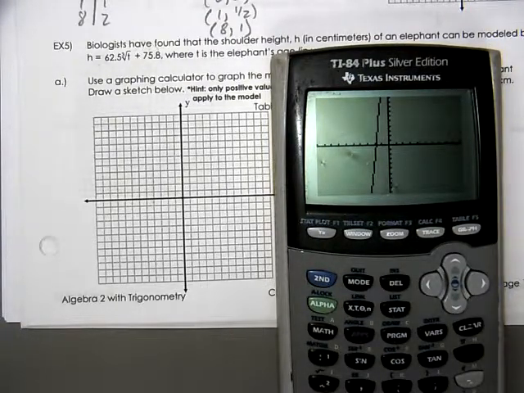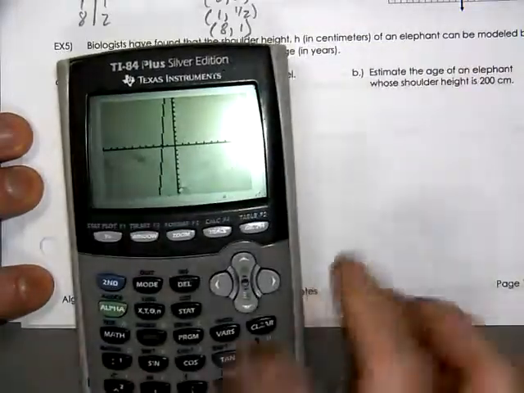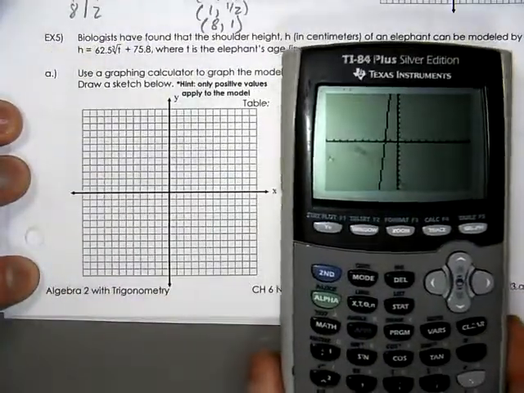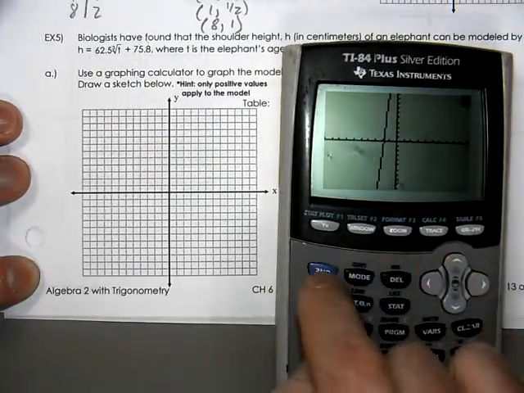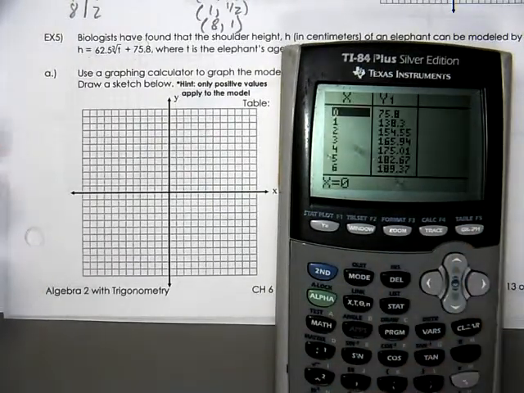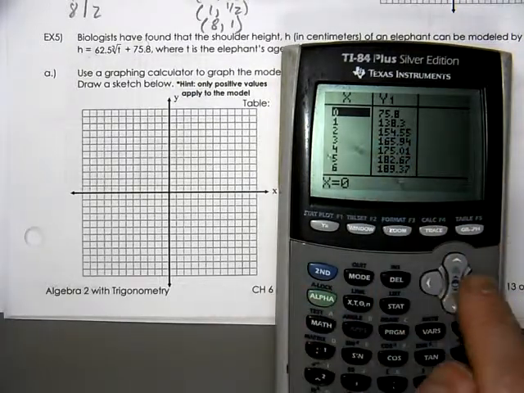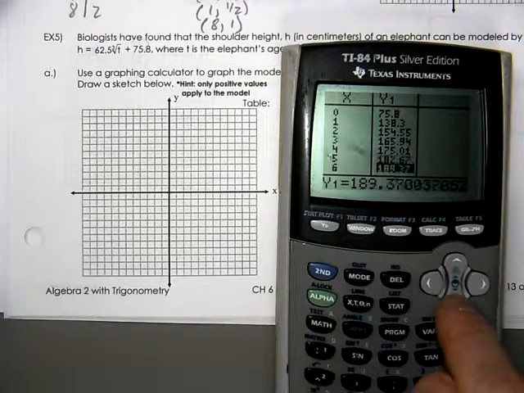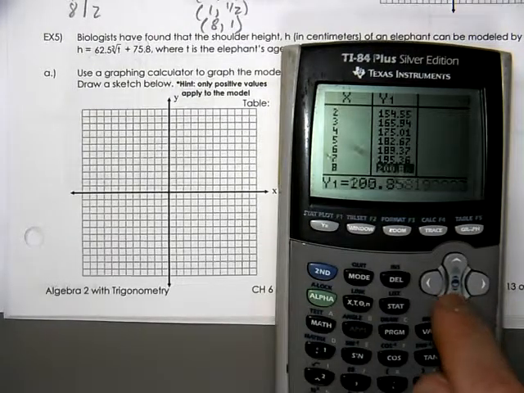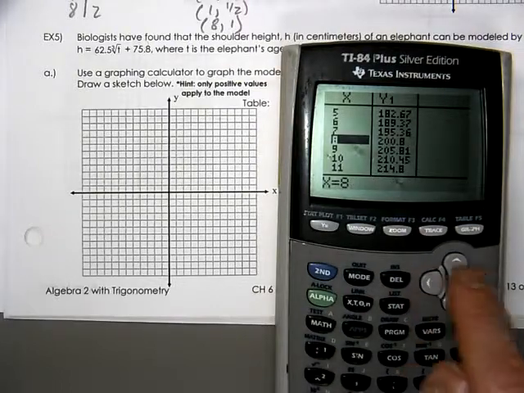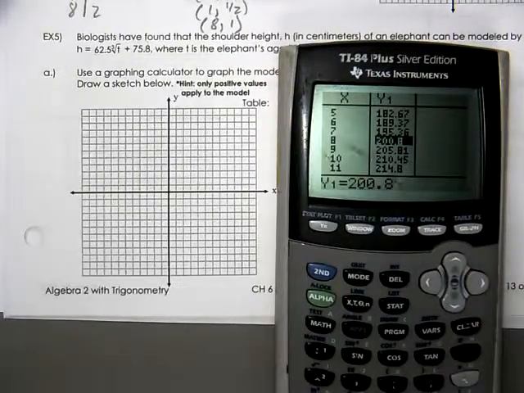Now, we're interested to see when is the height 200. So we can look at our table. Second graph will give you a table. We're interested in when we would get about 200. Okay, 189, 195, there's about our 200 spot. So when x is 8, we're up near 200.